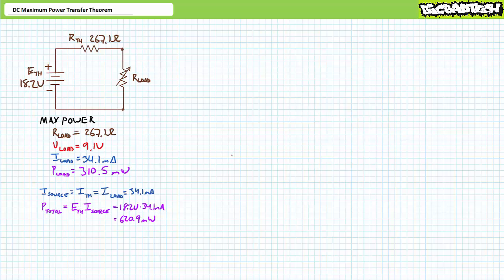At maximum power conditions, an application of the power equation demonstrates the source delivers 620.9 milliwatts of power to this system, of which only 310.5 milliwatts is put to beneficial use by the load resistor. The remaining 310.5 milliwatts of power dissipated by the Thevenin's equivalent resistor would be considered a loss to this system. Efficiency is the ratio of usable power output over input. Of the 620.9 milliwatts delivered to the system by the source, only 50% is put to beneficial use by the load resistor. At conditions other than maximum power, efficiency changes.